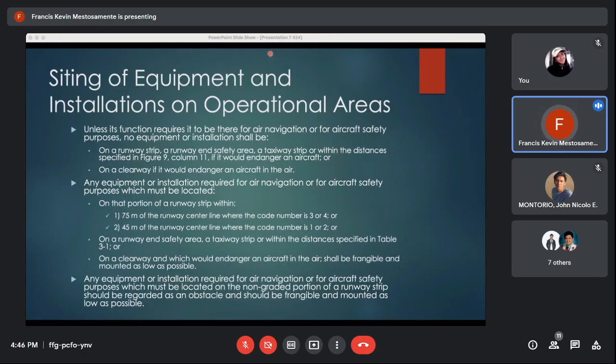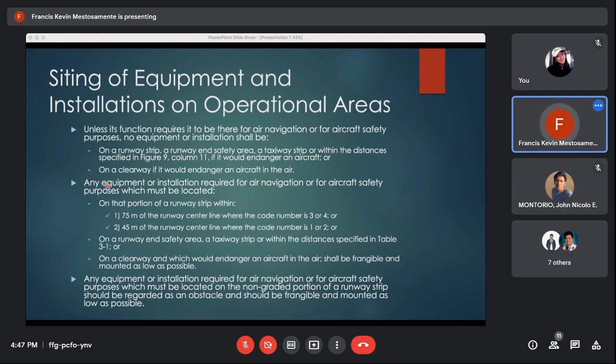Next slide, we got siting of equipment and installation on operational areas. So with this, ito yung mga general requirement. If you will be providing any equipments on certain areas on the aerodrome, ang pinaka-restricted is yung runway of course itself, the runway strip, runway end safety area, RESA, taxiway strip, and within the clearway. The only time na pwede tayong mag-install ng equipment is in case na this will be under the air navigation or for aircraft safety purposes. Otherwise, no equipment or installation should be provided on these areas.